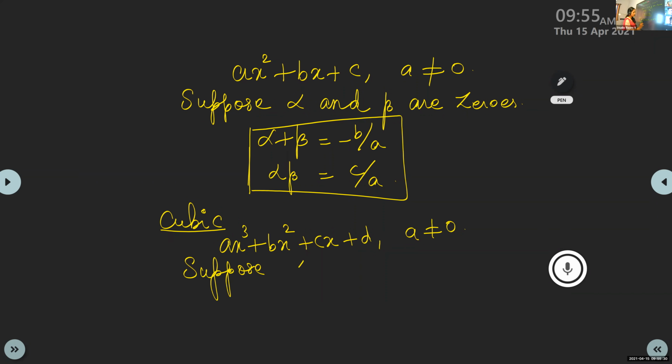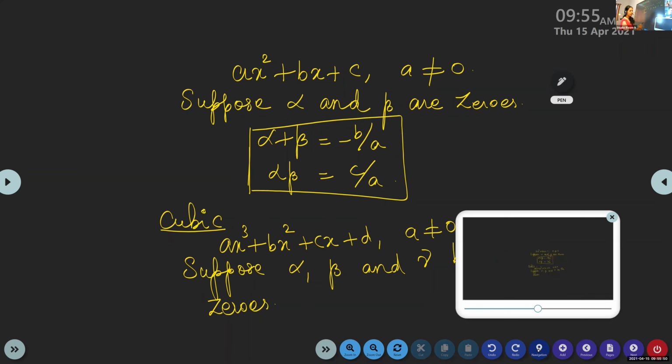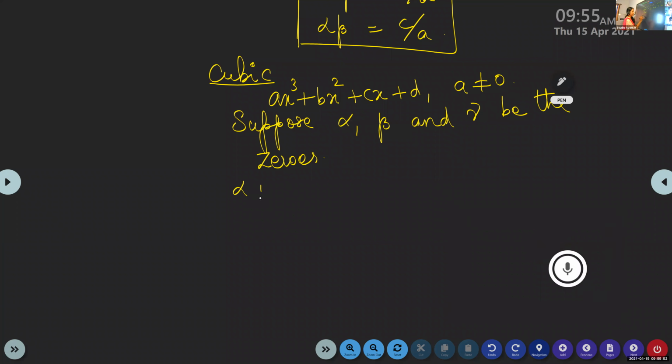Let us take the zeros to be alpha, beta, and gamma. Let alpha, beta, gamma be the zeros. Okay, then what is the relation we have learned for a cubic polynomial? Alpha plus beta plus gamma is equal to negative b by a.